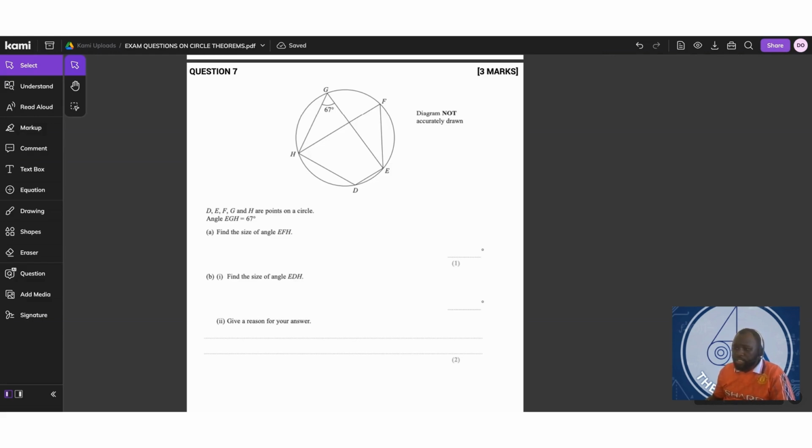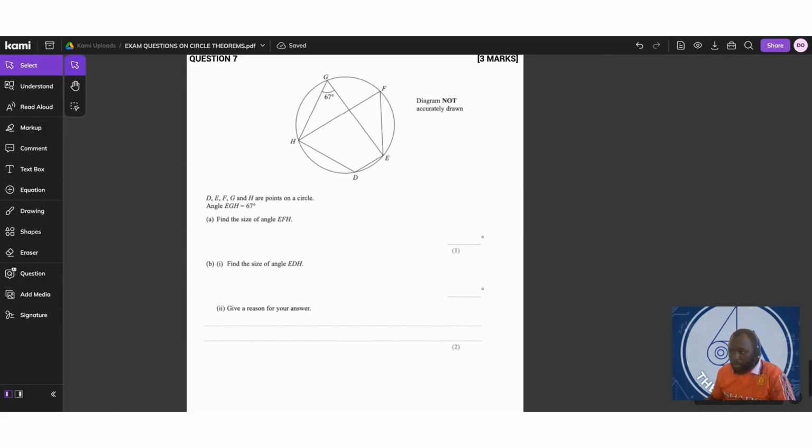So we are told D, E, F, G, H are points on a circle. Those are 5 points, so it doesn't make a cyclic quadrilateral. However, 4 of those points do make a cyclic quadrilateral. So H, D, E, and G is a cyclic quadrilateral. H, D, E, and F is also another cyclic quadrilateral. So although the total shape is not a cyclic quadrilateral, we have 2 cyclic quadrilaterals in this particular question.